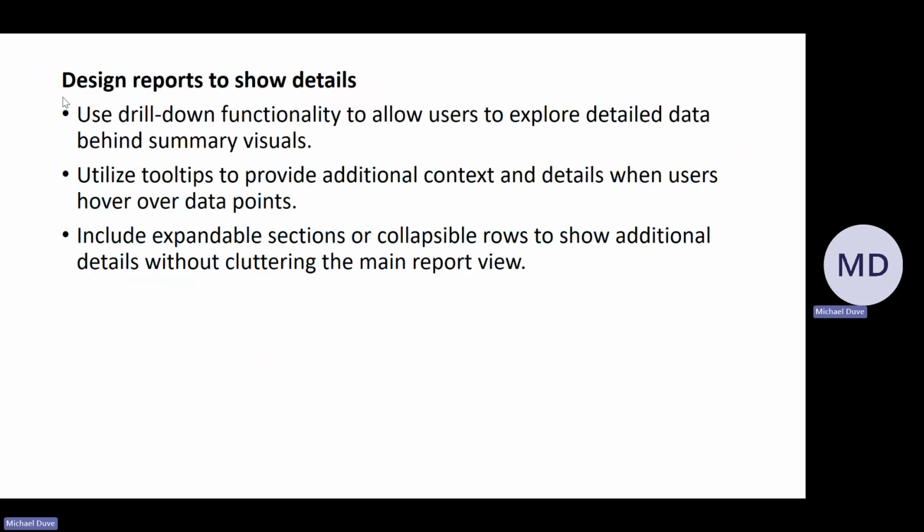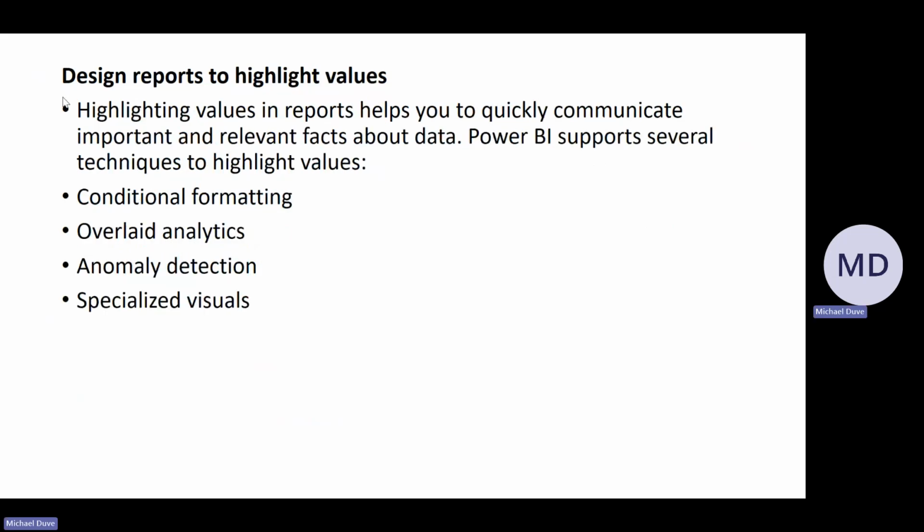Then if you go to design reports to show details, right? So you can use drill down functionality that allows users to explore detailed data behind summary visuals. Then you can also utilize tooltips to provide additional context and details when users move over a data point. You can also include expandable sections or collapsible rows to show additional details without cluttering the main report view, right? Then you can also design reports, that is, so when you're designing reports to highlight values, that is highlight values.